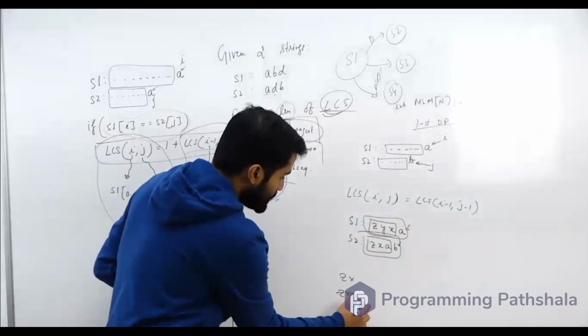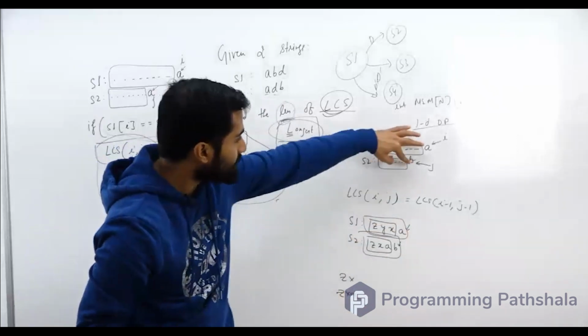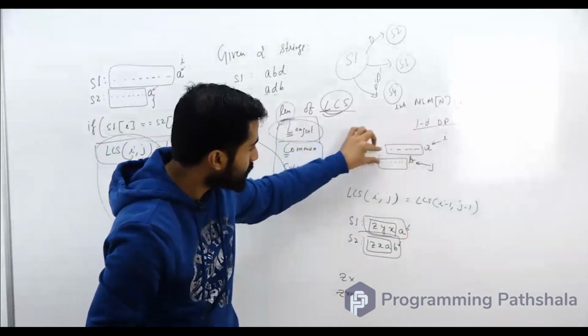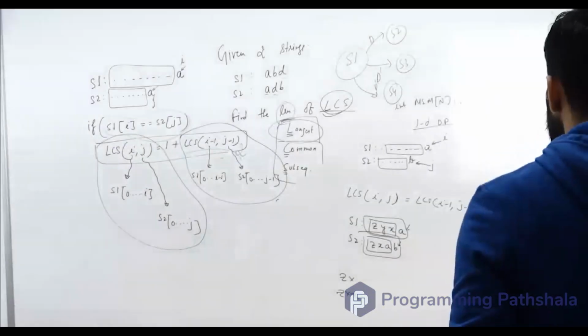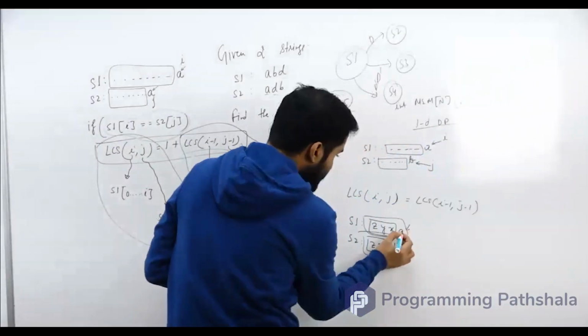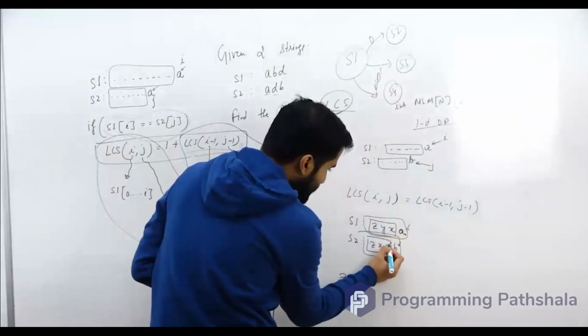So it is not correct to say that if the characters are not matching, then only figure out the LCS of the remaining part and that will be your answer. It is not correct to say that. And the reason behind that is very, very simple, because who knows, this A could match some other A.